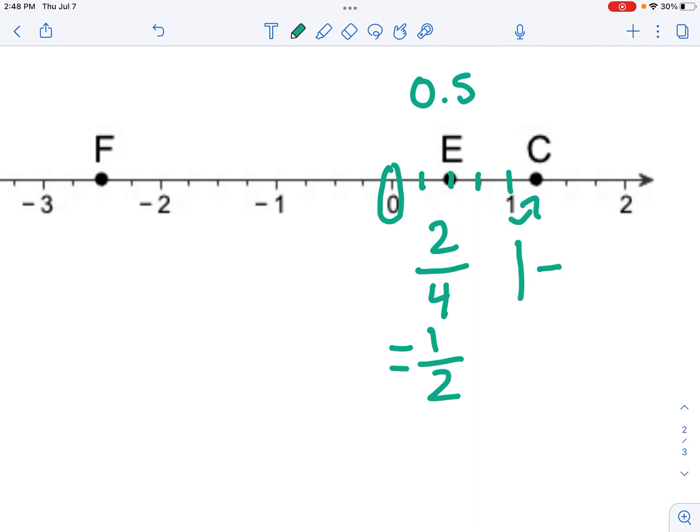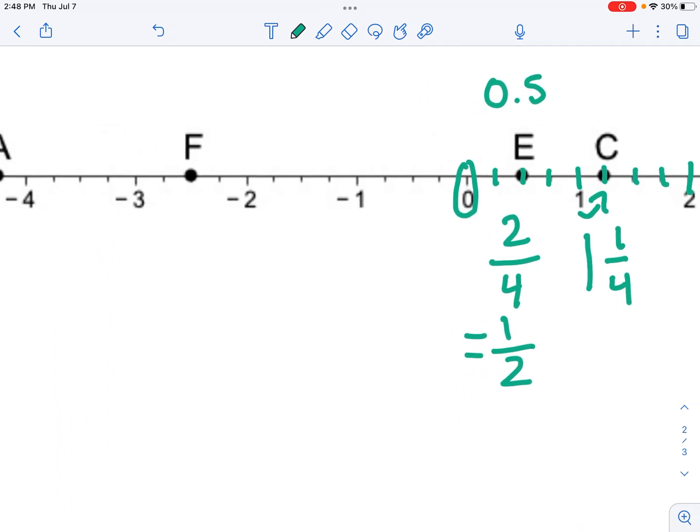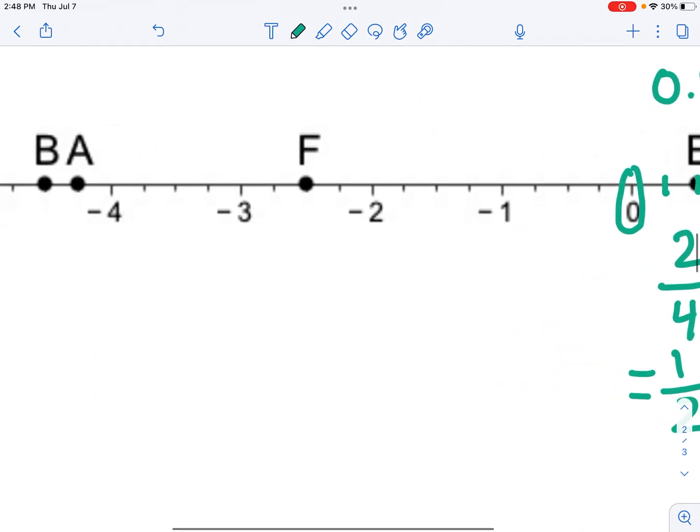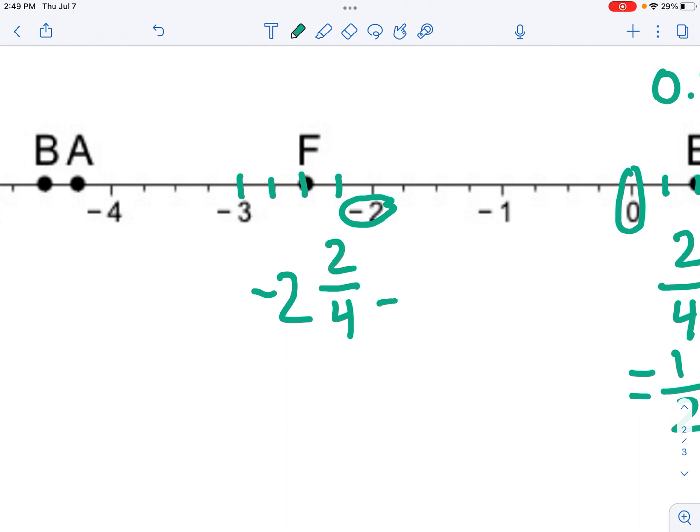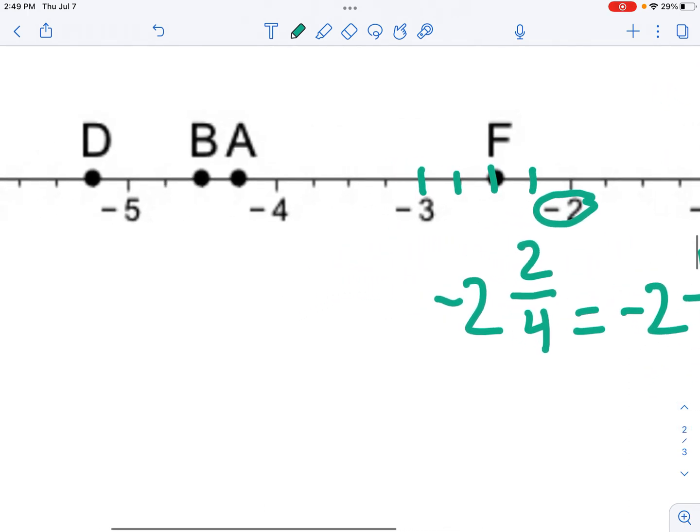C is coming after 1, so I'm going to include my whole number of 1. There are 1, 2, 3, 4 tick marks, and C is on the first one. So C is on 1 and 1/4. F is coming after -2. There are 1, 2, 3, 4 tick marks, and it looks like F is on the second one. And as we just said, we know we can simplify this into -2 and 1/2.